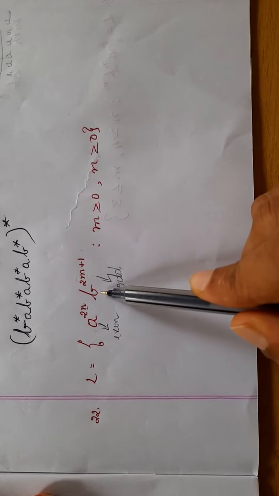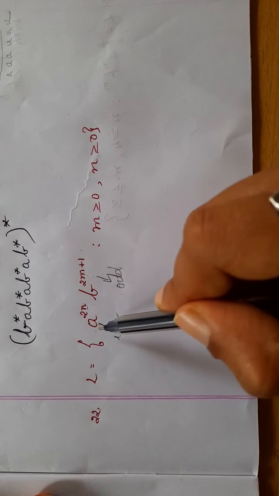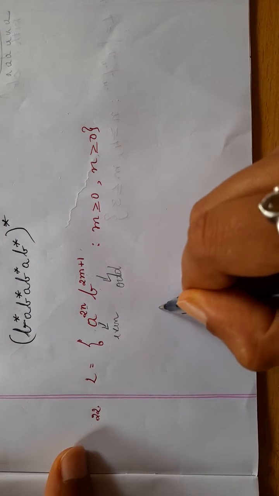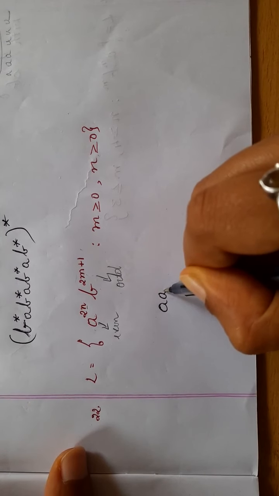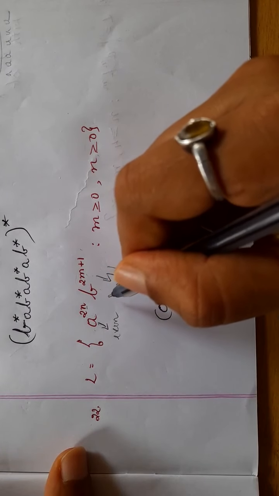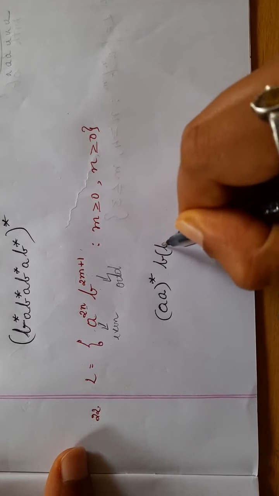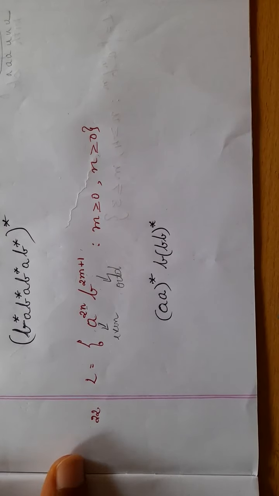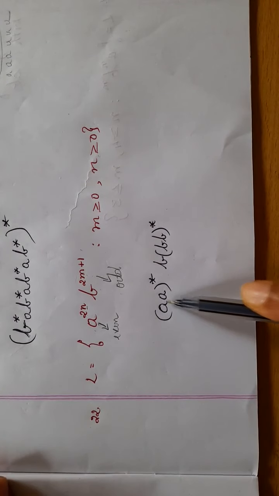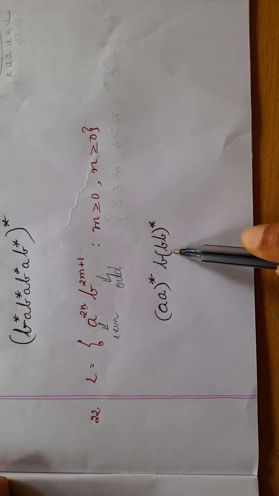So it means that my alphabet consists of A and B. The number of A's will be even, so my regular expression is for the number of A's being even. What about the number of B's? The number of B's is odd. That is 1 B, and then this combination can be anything. That is, the number of A's is even followed by the number of B's being odd.